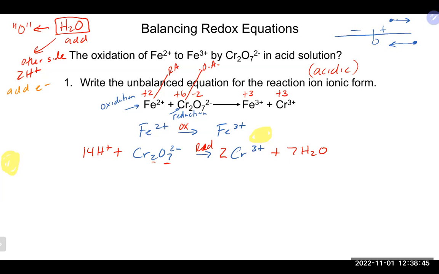So if we look at the iron, on the left we have a +2. On the right, we have a +3, which means we need to add 1 electron to the right-hand side, and that would give us a -1 for a grand total of +2 on the right and +2 on the left.